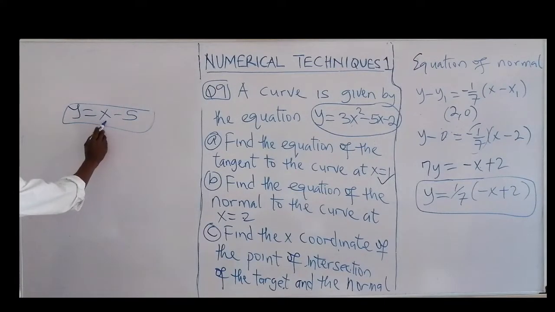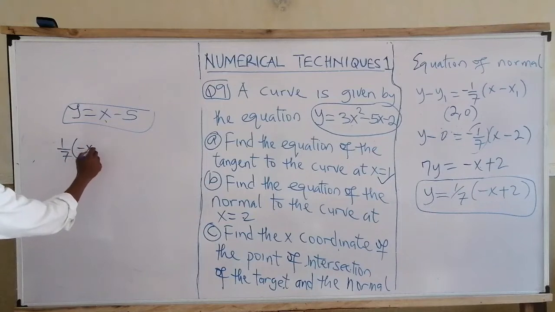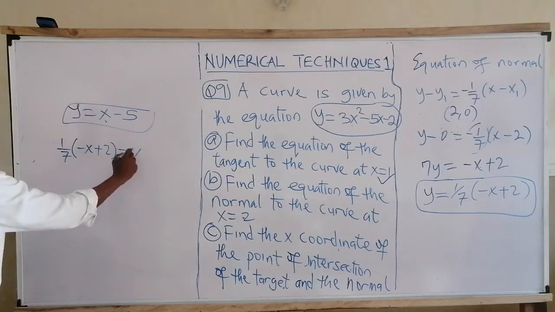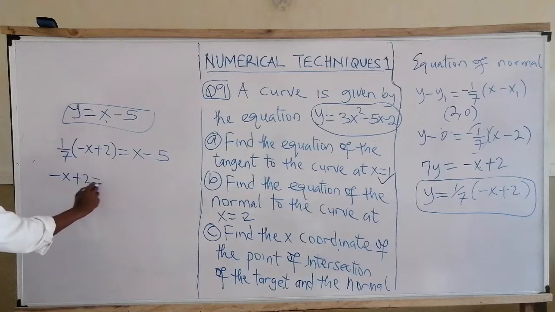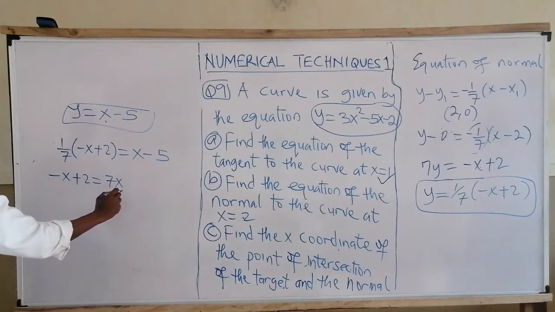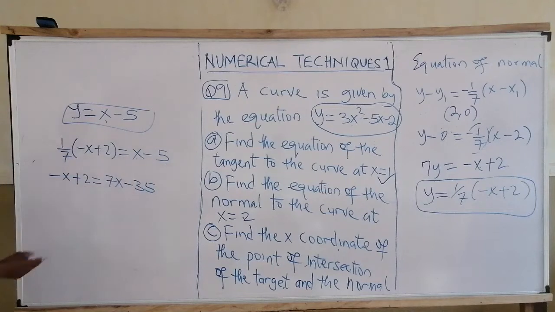This is the equation of the tangent. Equate that to the equation of the normal. So y is equal to 1 over 7 bracket minus x plus 2 equal to x minus 5. Open the brackets and multiply through by 7. So we have minus x plus 2 equal to 7x minus 35.